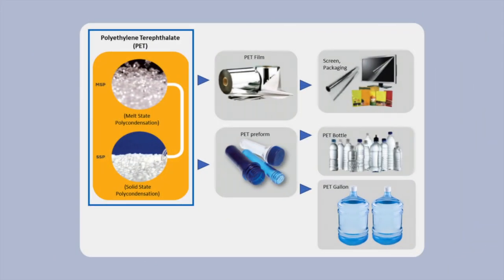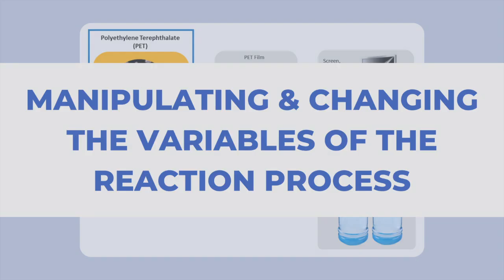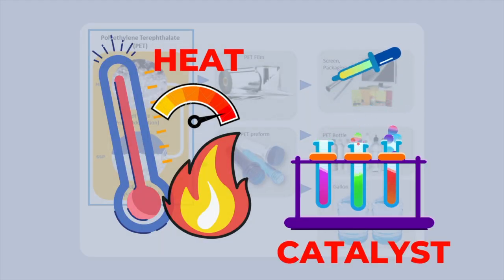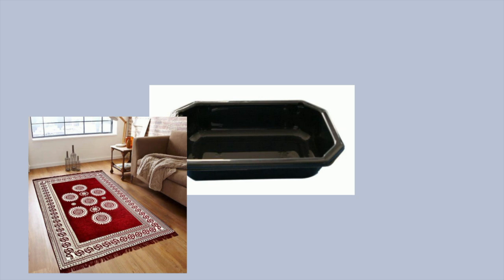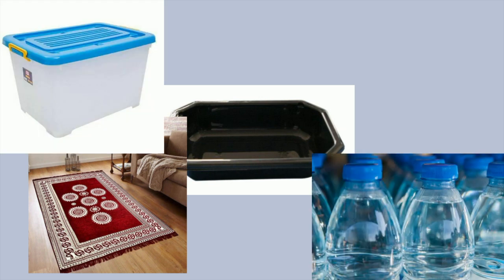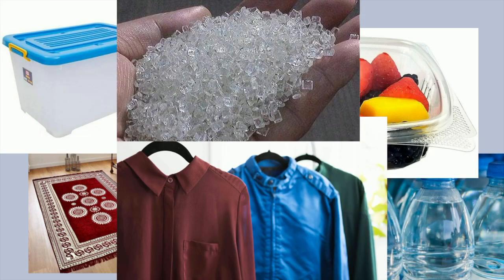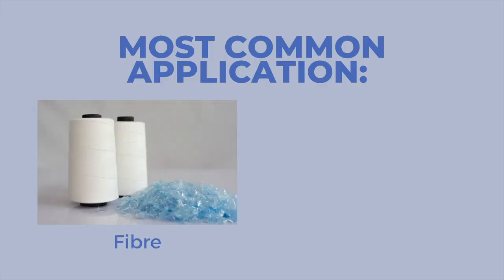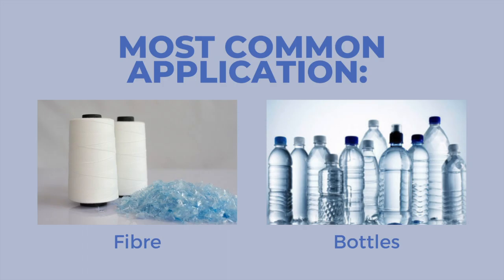As you probably would have guessed, because this is a condensation process, water or H2O is produced as a byproduct. We can also create polyethylene terephthalate molecules with different properties by manipulating and changing the variables of the reaction process, like the level of heat or the type of catalyst used. This polymer's ability to be easily modified is one of the reasons why it has so many real-life applications. It is most commonly used as a fiber or as a material for making things like bottles for soft drinks.